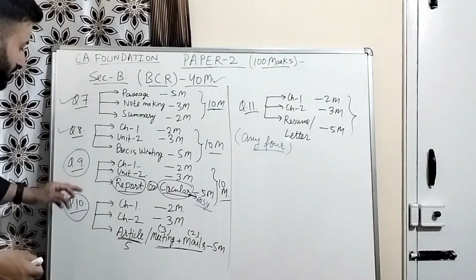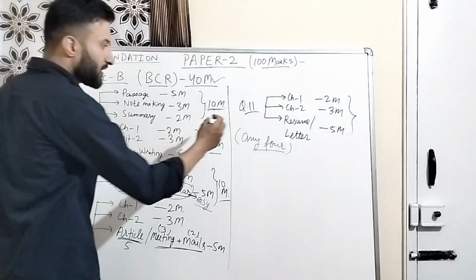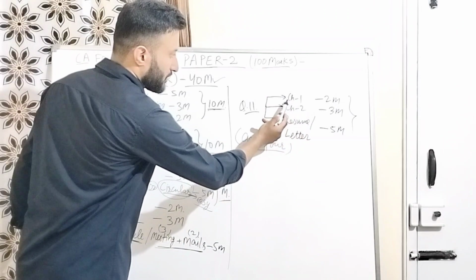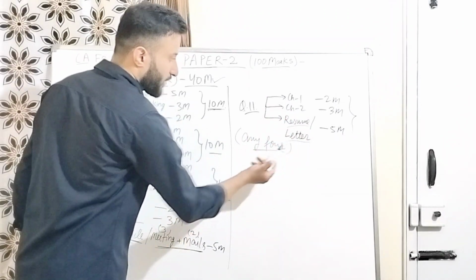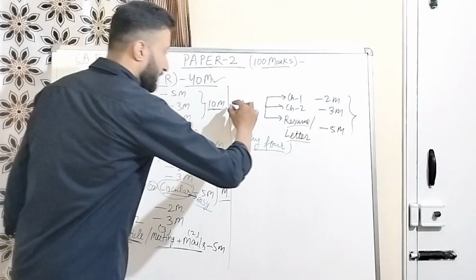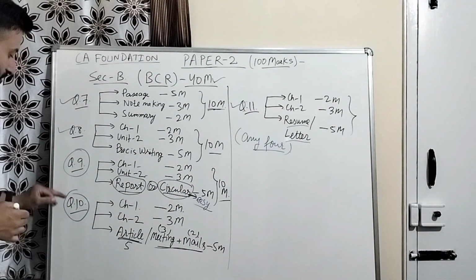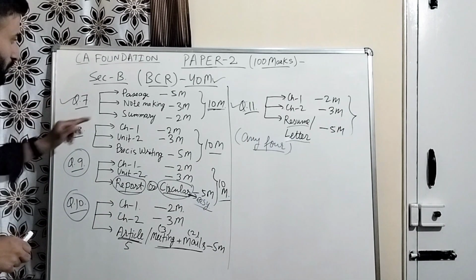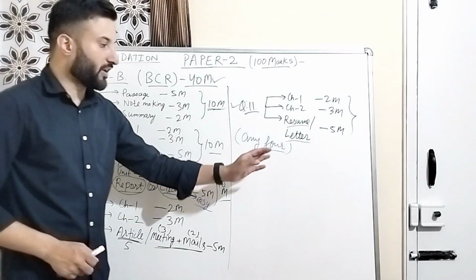So for question number 9 and question number 10, you have to select any one question. And question number 11 is again in three parts: chapter number 1, chapter number 2, and either a review or a letter you have to write. This I will prefer you to select. So 1, 2, 3, here you select any one, and the fourth. So you have to do any 4. That's it.